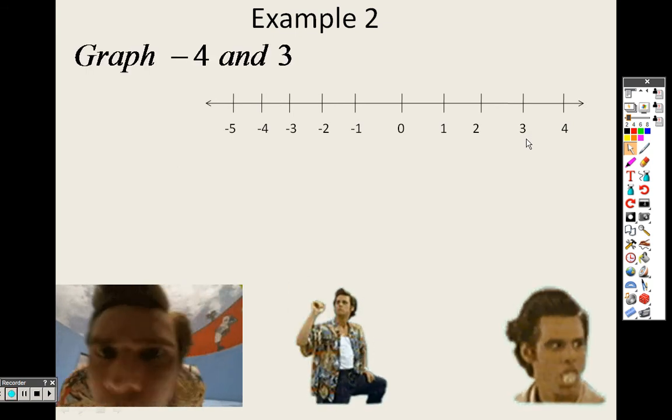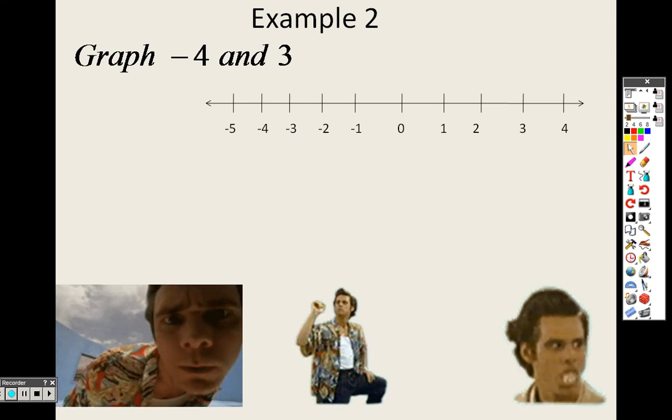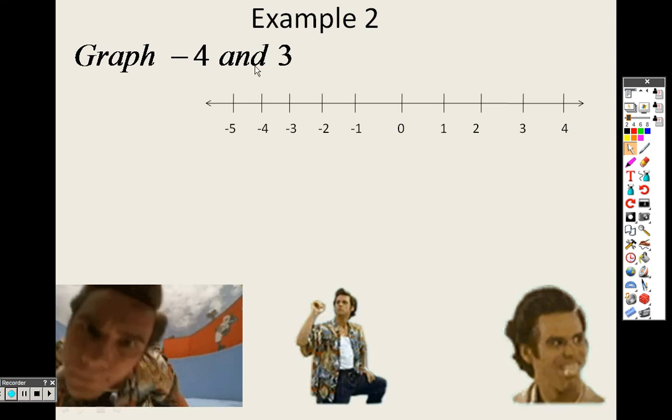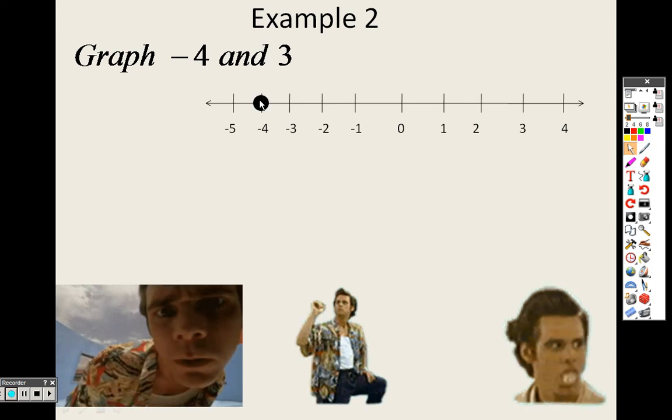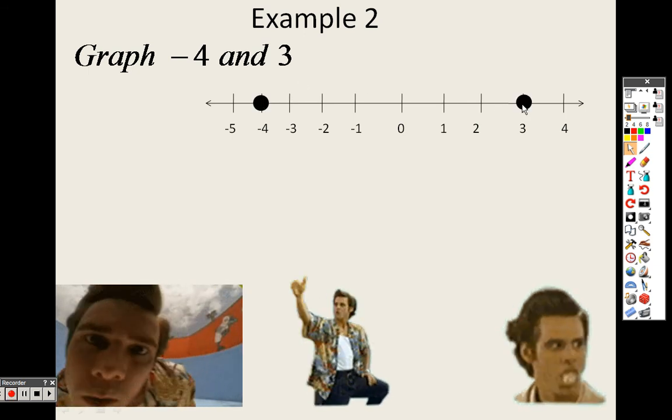So example 2, a nice simple one to graph as well. Graph negative 4 and graph 3. Well, here's negative 4, so I put a dot there at negative 4. Here's 3, so I put a point at 3.